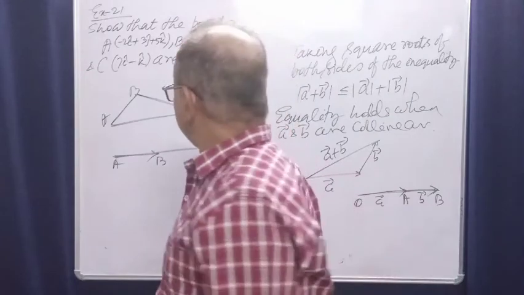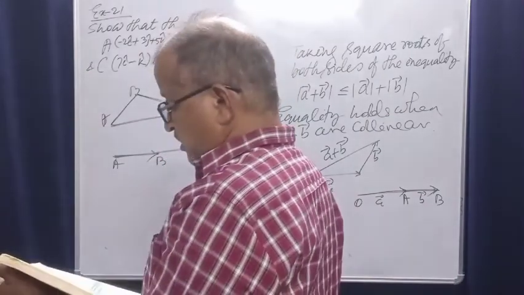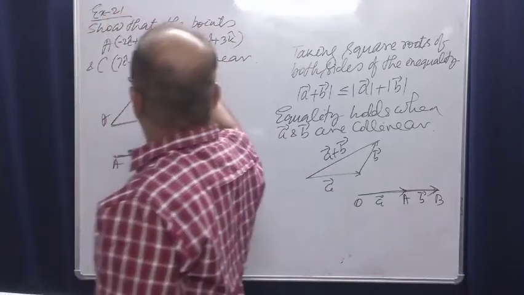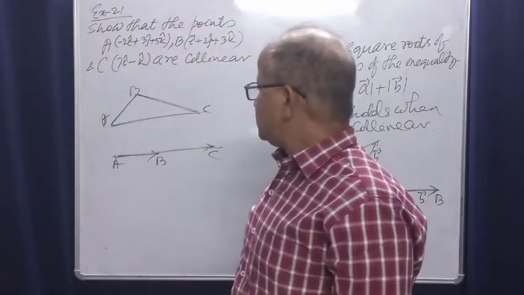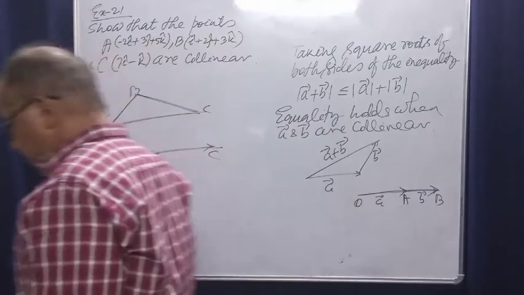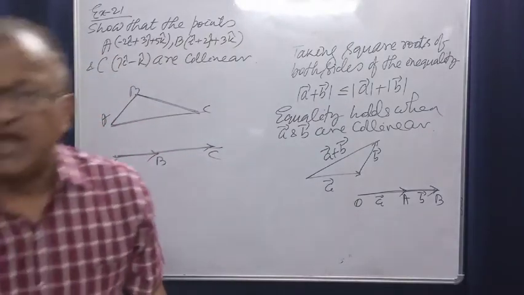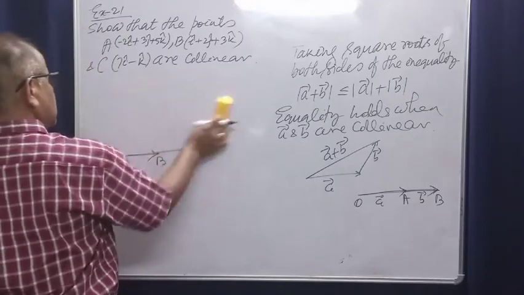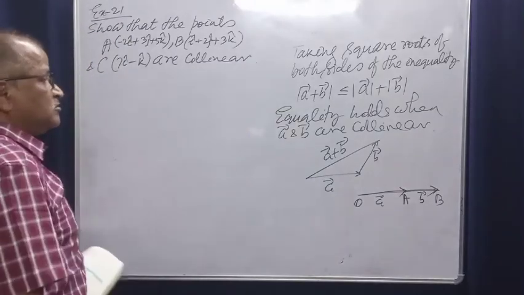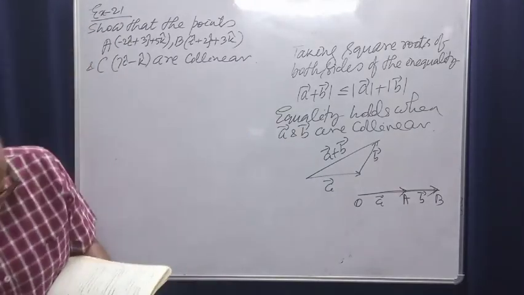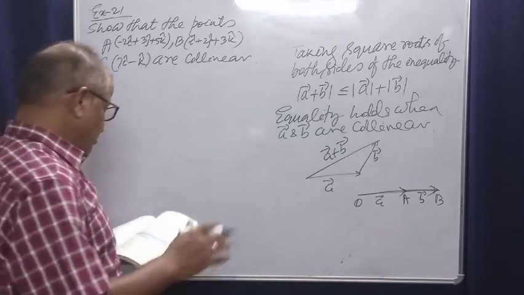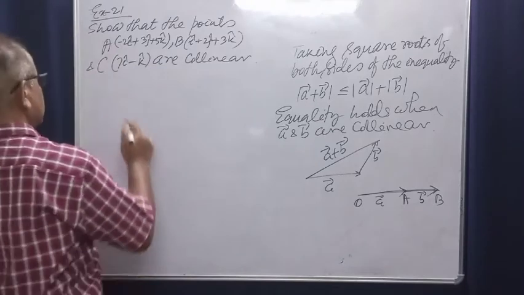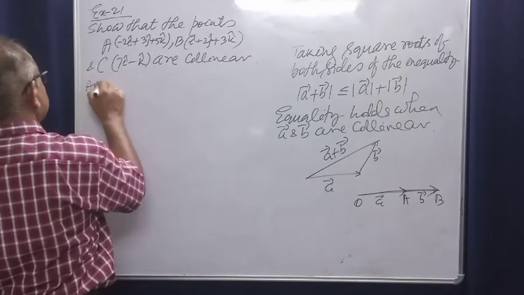So the position vectors of the points are these. We will find the AB vector, BC vector and AC vector, and the greater one will be the sum of the smaller ones. Let us find out.